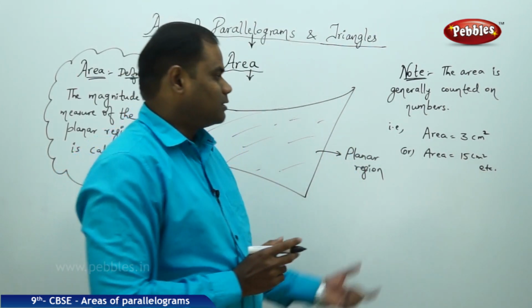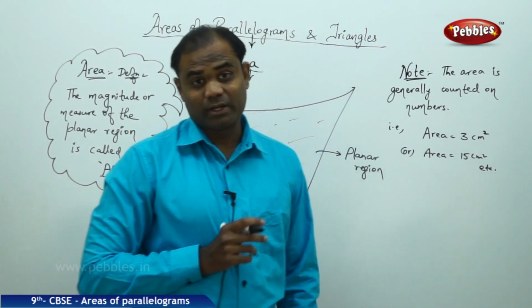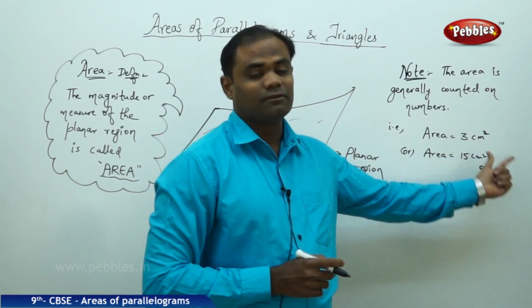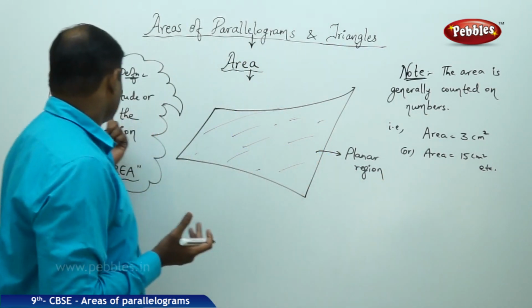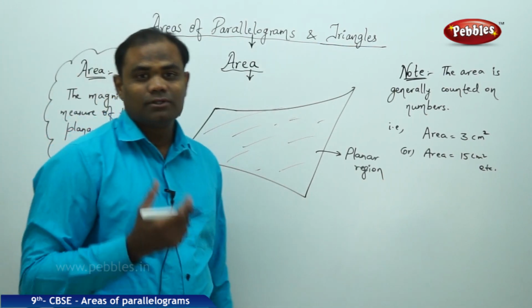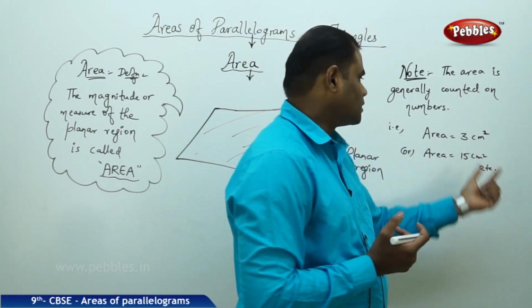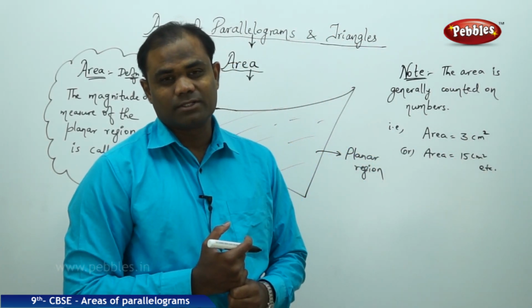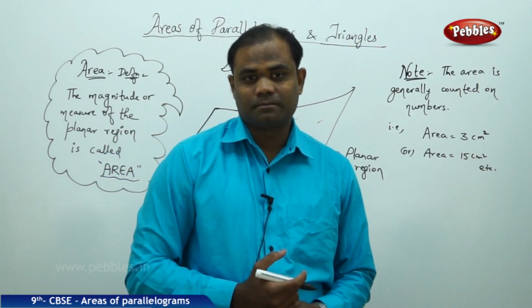Now here this implies that if the area is 3 centimeters square and the other area is 15 centimeters square, that means the second area is bigger than the first area. That is how we estimate the magnitude or measure of the planar region through the value which is assigned to the area. And these are the units given for area. That is how we understand the area connected with the planar region.